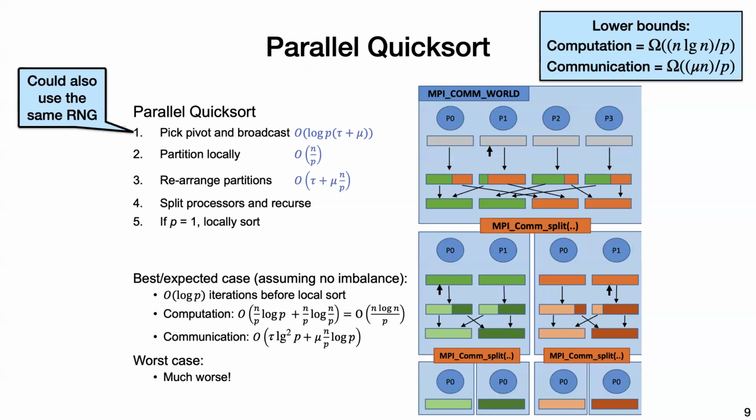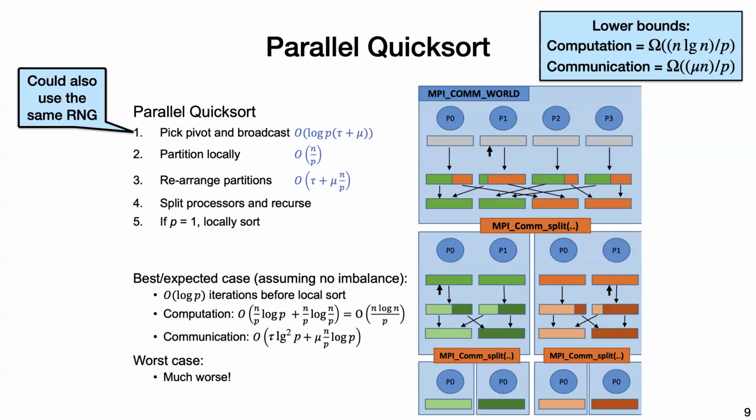Okay, so just to recap, these are the lower bounds. The computation time reaches the lower bound in expectation. The communication time is higher. There's still this extra factor of log p, even in expectation, because the lower bound was mu n over p, and this is mu n over p times log p.